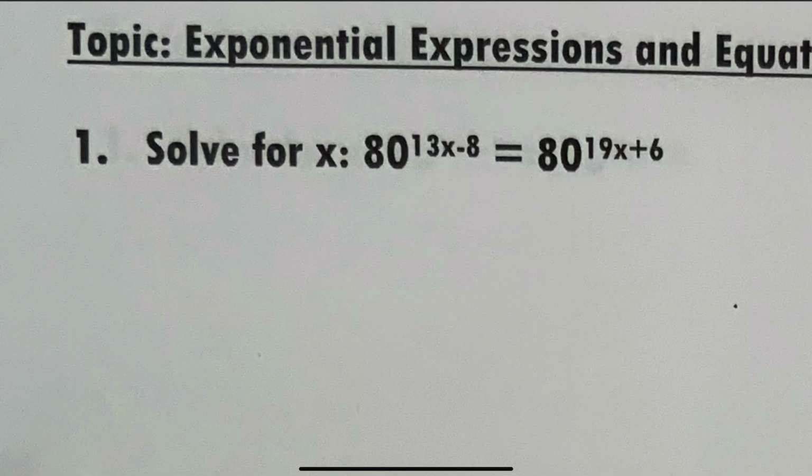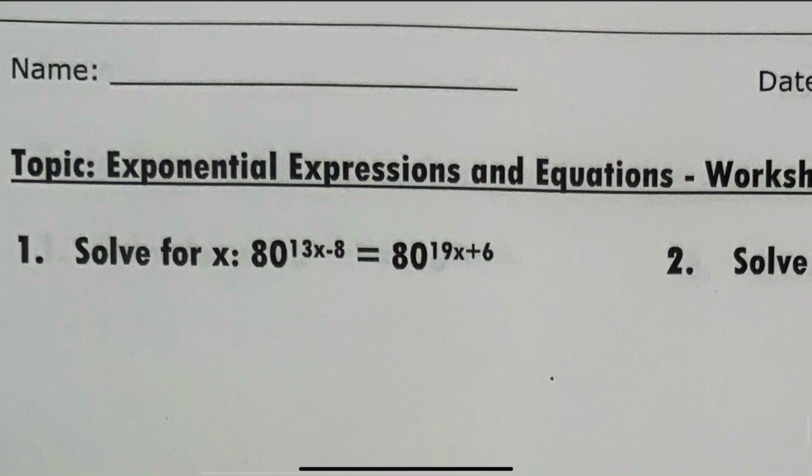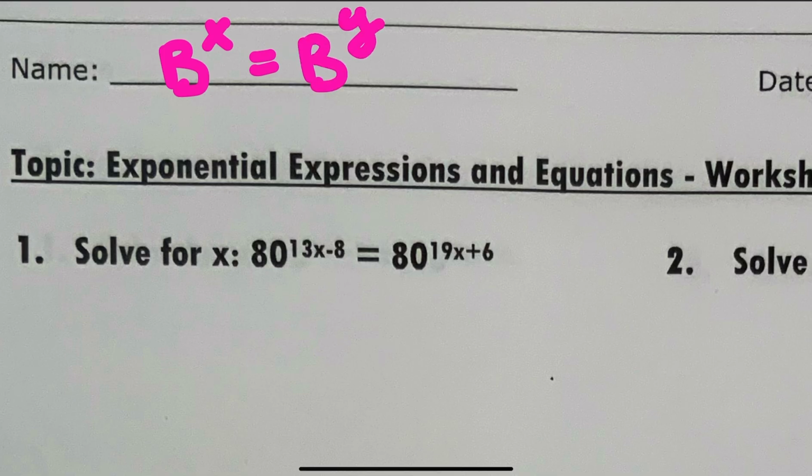It's a solve for x, and we have 80 to the 13x minus 8 power equals 80 to the 19x plus 6 power. So with these types of problems, I just want to keep in mind that we already know of a property where it says if we have a base with a value x and another base with a value of another kind, that means that we can actually get rid of these bases, and that is going to mean that x is equal to y.